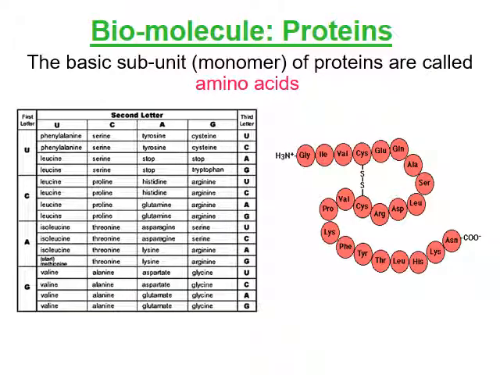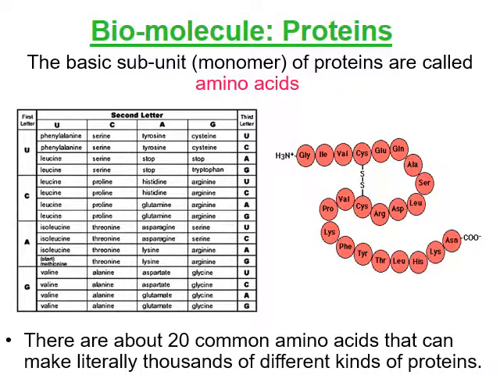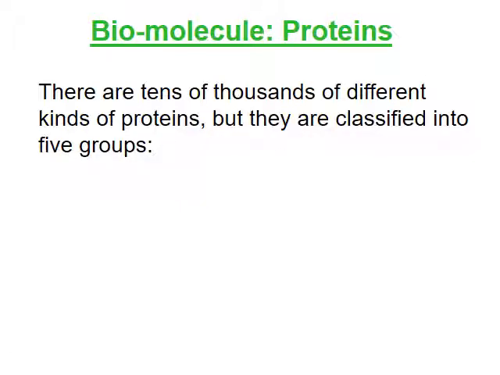The basic subunit or monomer of a protein is called the amino acid. Amino acids are also referred to as the building block of proteins. There are about 20 common amino acids that can make up literally thousands of different kinds of proteins. There are tens of thousands of different kinds of proteins, but they are classified into 5 groups.